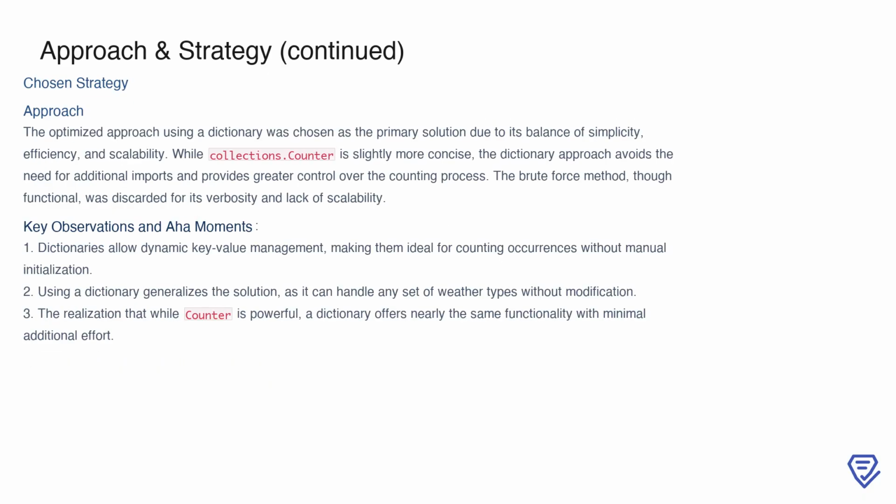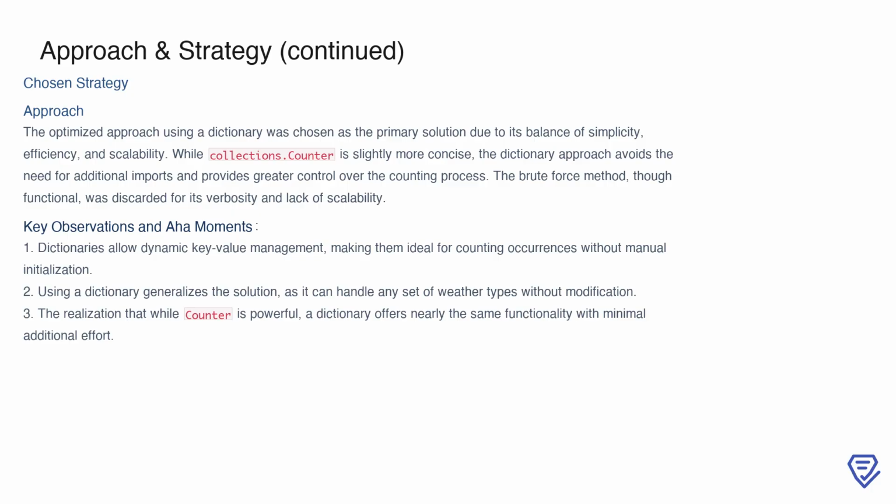Among the approaches discussed, the optimized dictionary-based strategy was chosen as the primary solution. This method strikes the perfect balance between simplicity, efficiency, and scalability. While collections Counter offers a slightly more concise option, the dictionary approach avoids the need for additional imports and provides more control over the counting process. In contrast, the brute force method, although functional, was set aside due to its verbosity and lack of scalability.